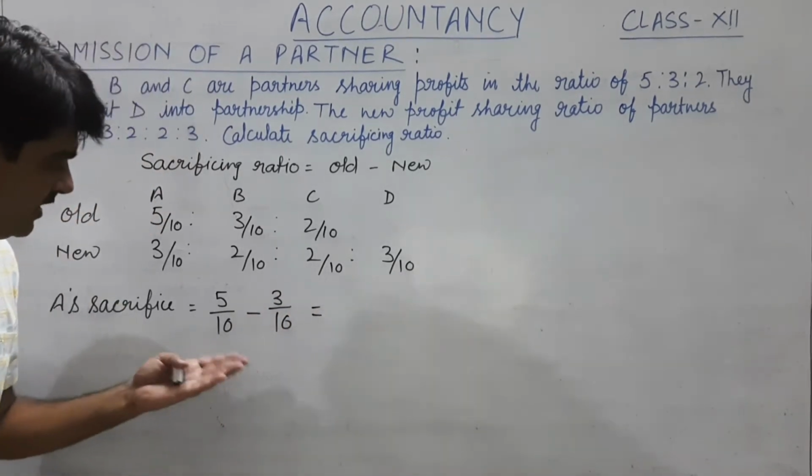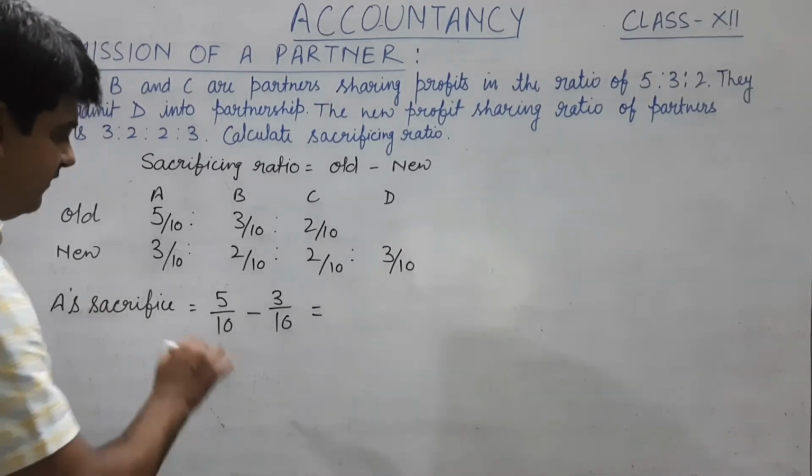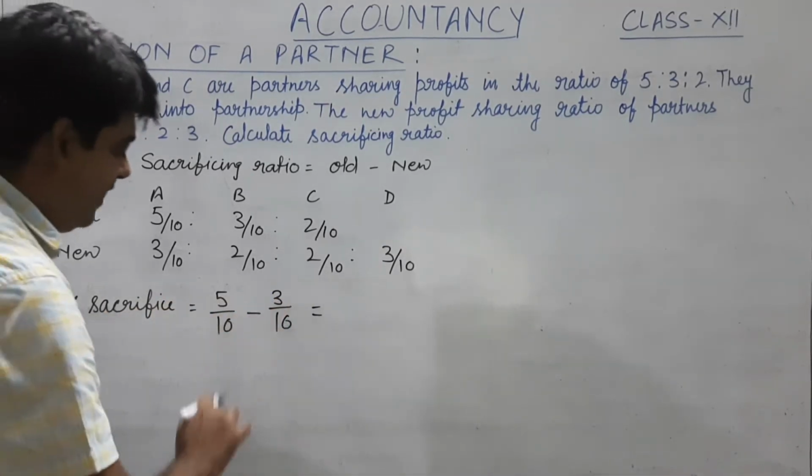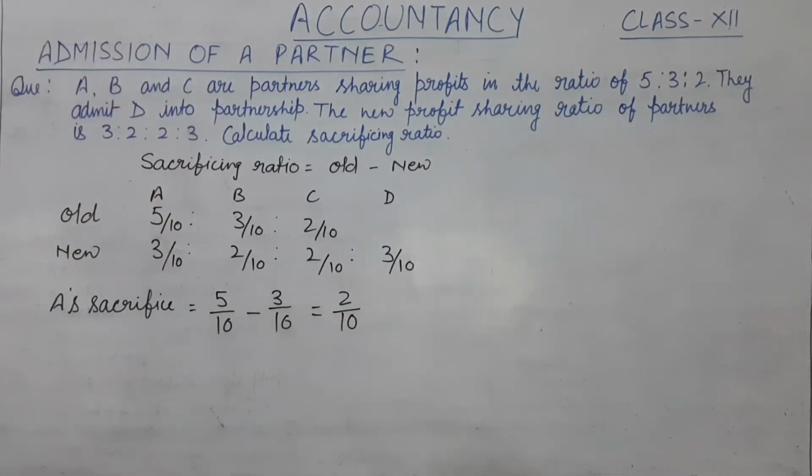You can see denominators are same. So when denominators are same, there is no need to calculate LCM. Simply numerator will be deducted. So 5 minus 3 will be 2/10. This will be the sacrifice of A.